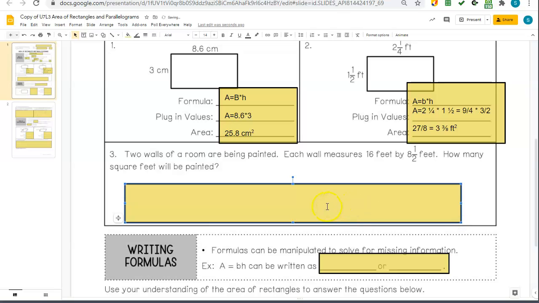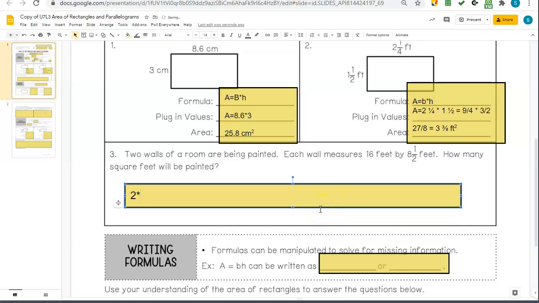Well, we've got 2 walls, so 2 times the area of one wall, and the area of the first wall is going to be 16 times 8.5. Now, I just went ahead and converted 8.5 into a decimal because it was easy to do. If it was not easy to do, I could have left it as a fraction. Okay, so let's do 16 times 8.5, and then we will double our answer, because this is one wall, and then here is how we get our second wall. Alright? Now, I'm going to do that off screen for just a second.